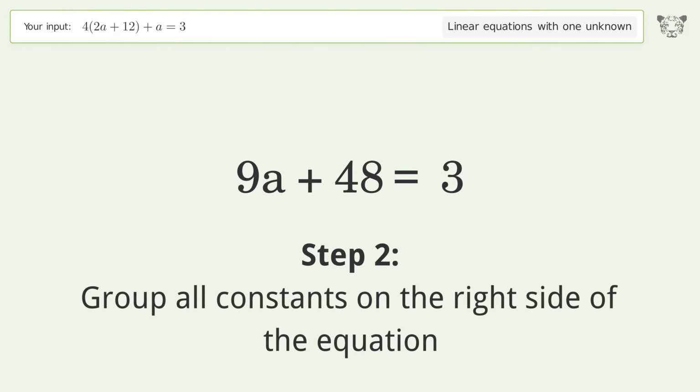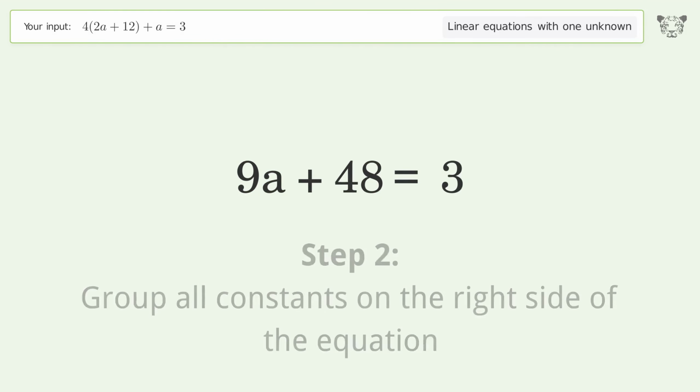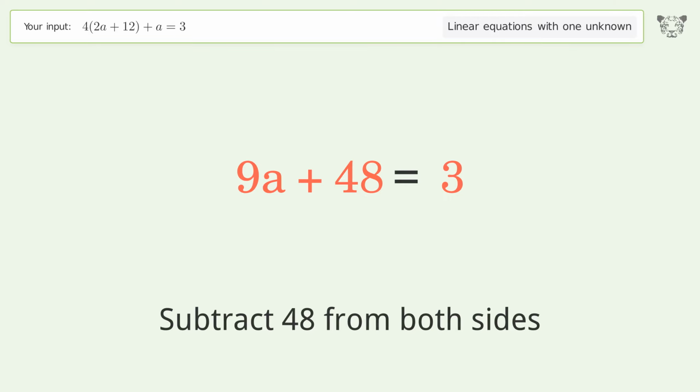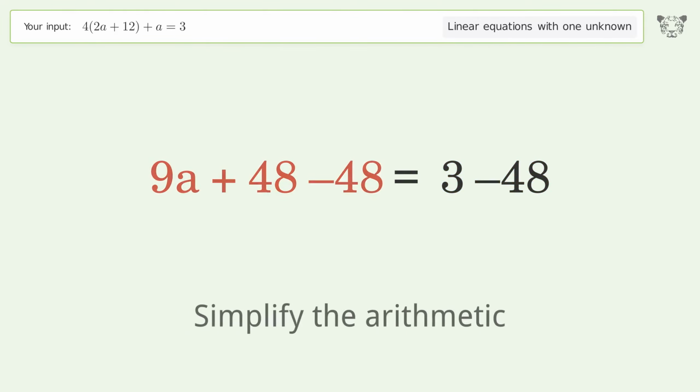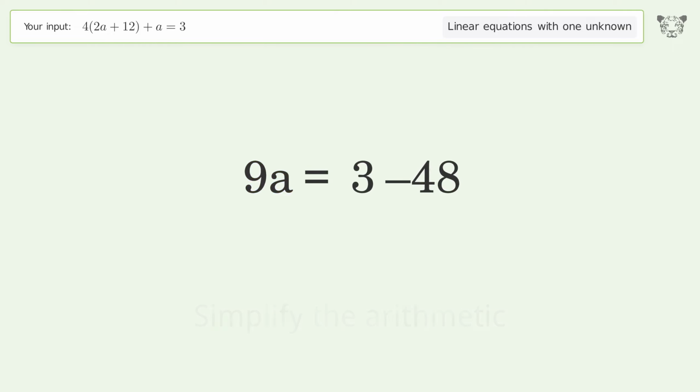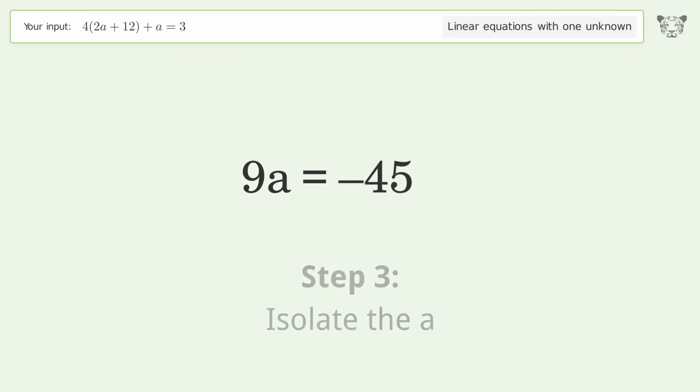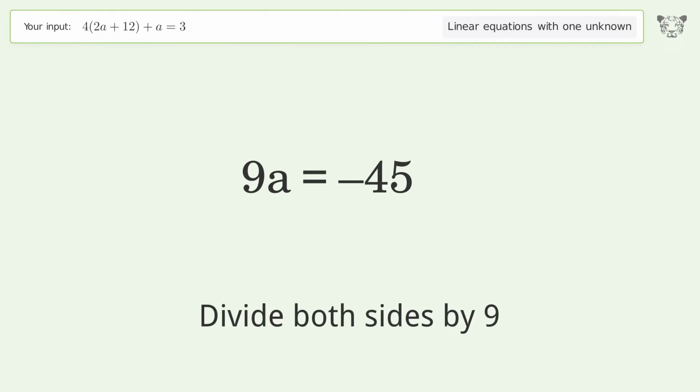Group all constants on the right side of the equation. Subtract 48 from both sides. Simplify the arithmetic. Isolate the a. Divide both sides by 9.